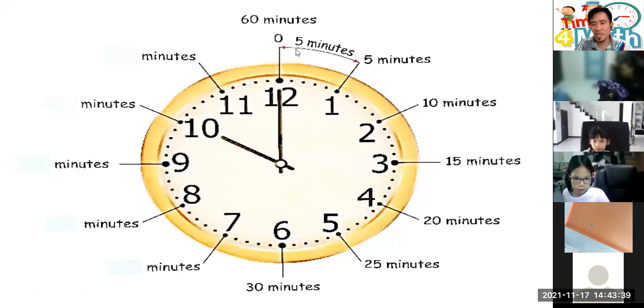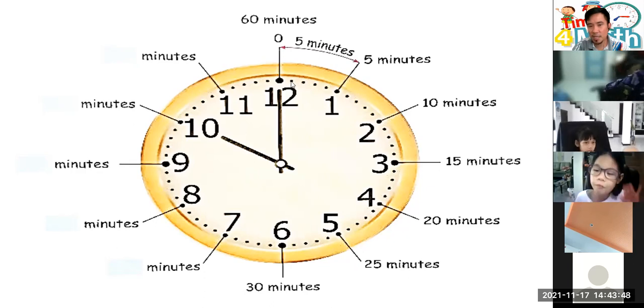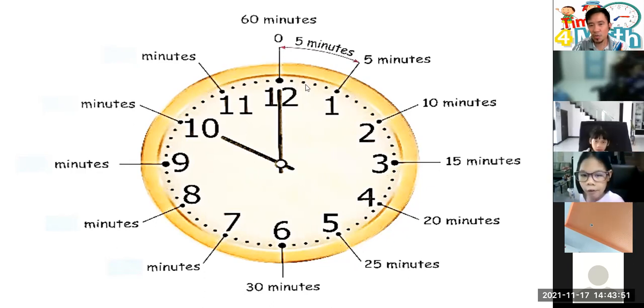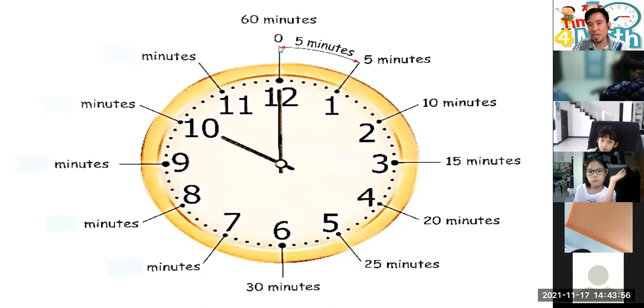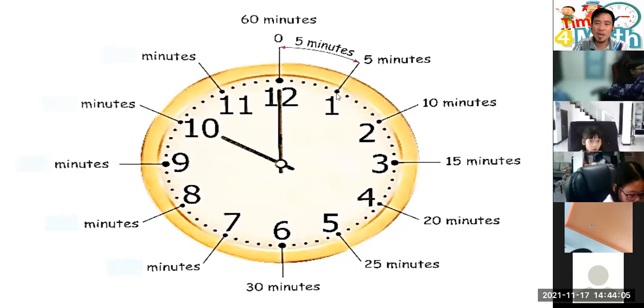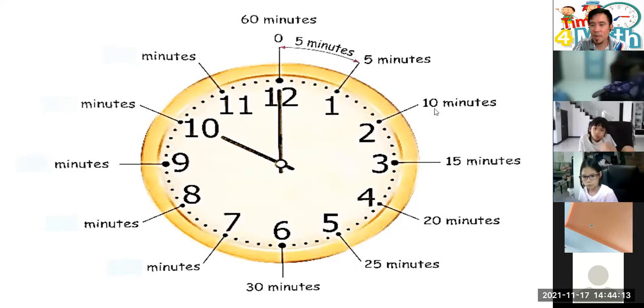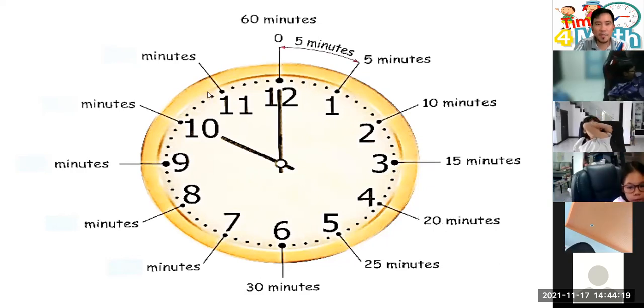Everybody, 5 minutes from number 12 to number 1, that is 5 minutes. You can see the dots here: 1, 2, 3, 4, 5. That's why from 0 to number 1 is 5 minutes. From number 12 to number 2, that is 10 minutes. Number 3 is 15 minutes.